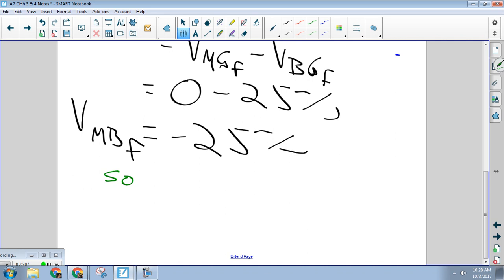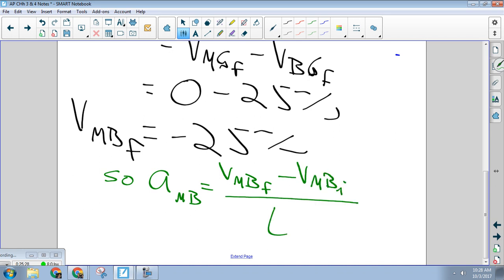So here's the deal, you guys. Our acceleration of, what are we trying to find? The acceleration of the motorcycle relative to the bus, right? All right, so that ought to equal the velocity of the motorcycle relative to the bus final minus the velocity of the motorcycle relative to the bus initial, all over time, right?